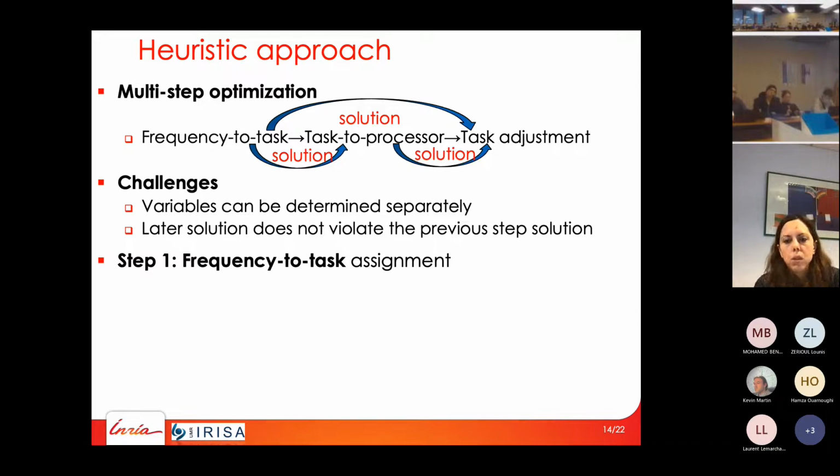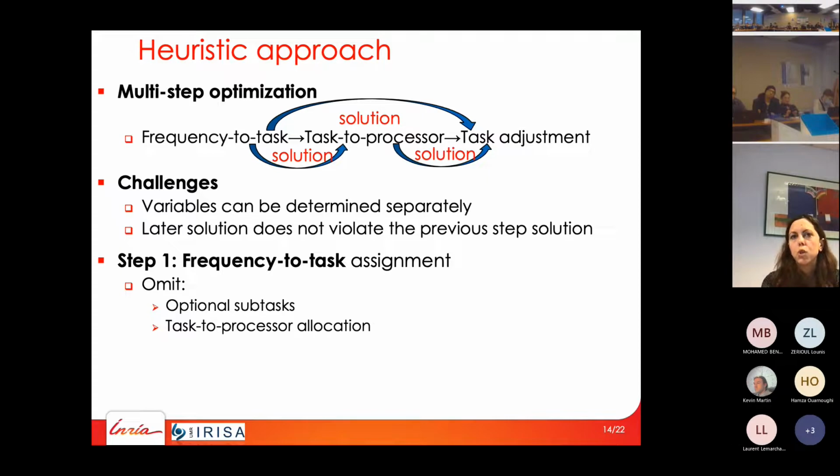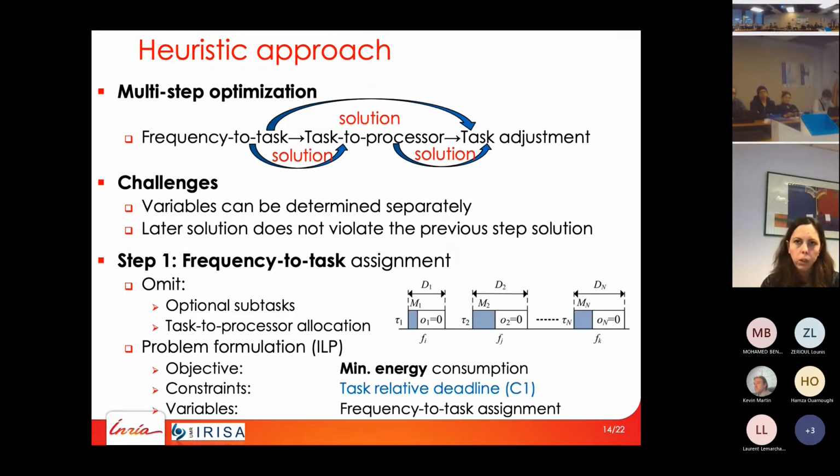What we did at the first step is to consider the frequency to task assignment only for the mandatory tasks. So that means here we are omitting the optional subtask, and we are also omitting the task to processor allocation. We are formulating our problem as an ILP. The objective here is to minimize the energy consumption, and we are taking as constraint, if you remember what we discussed when we were showing the constraints, the first constraint for the real time: that the task should meet its relative deadline. And in this step, the output is to decide the frequency for the mandatory tasks.